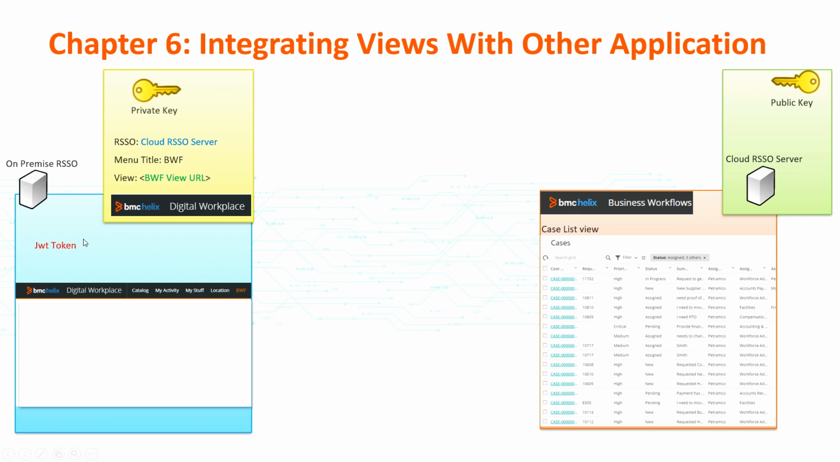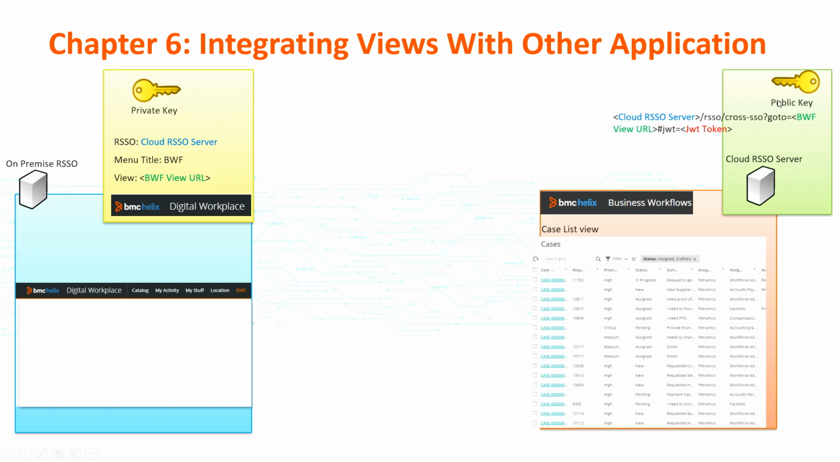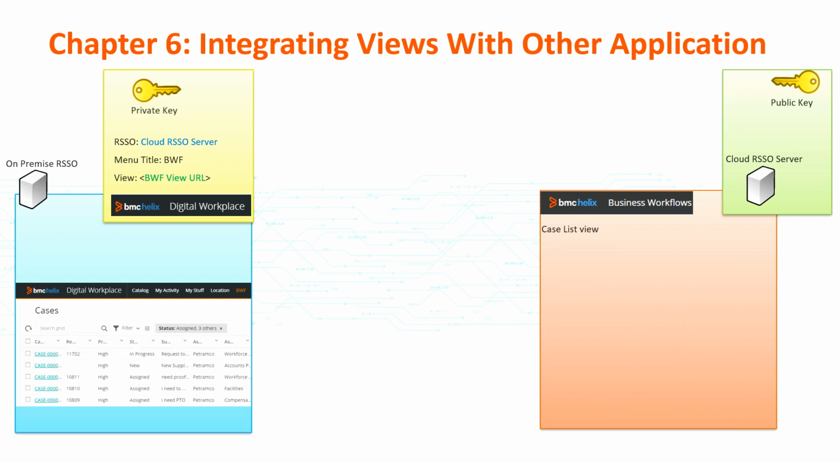And at runtime, digital workplace is going to generate a JWT token signed by the private key. Once done, it will generate a link in an iframe, so with a Cloud Remedy SSO server, the JWT token, and a cross launch with the business workflow view. So it will go to the BMC Helix platform. The Remedy SSO server will check that the JWT token is correct against the public key, check that the user is actually correct as well, and if everything is fine, it will serve the view without having to log in an additional time.